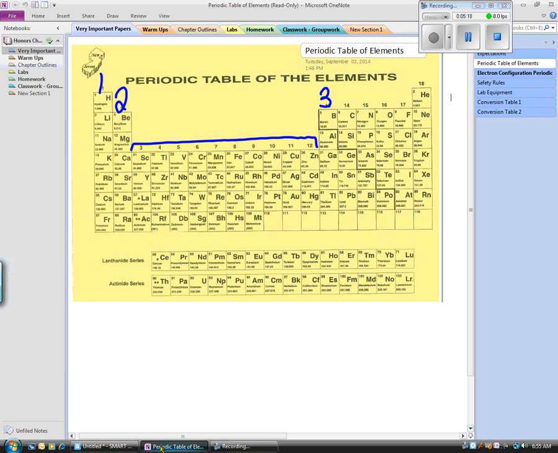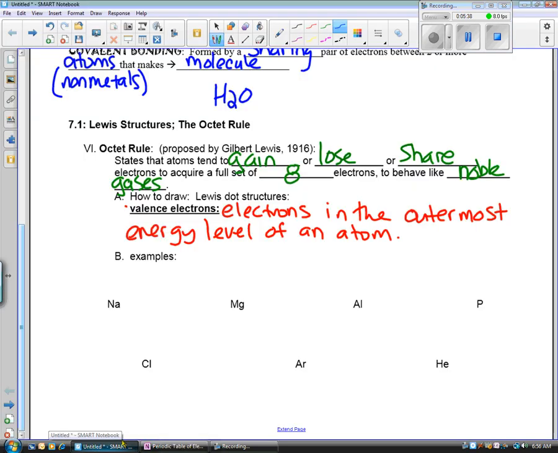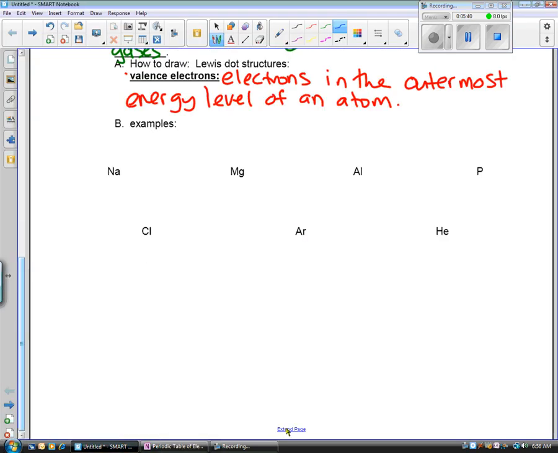So we have 3, 4, 5, 6, 7, 8. And this is because, like, boron has 2s2, 2p1. So the two s's and one p. So it has 3 in the outside ring. So if you can count up to 8, you can know the number of valence electrons. That's important because in Gilbert Lewis's drawings, called the Lewis structures, those are the only ones we draw.